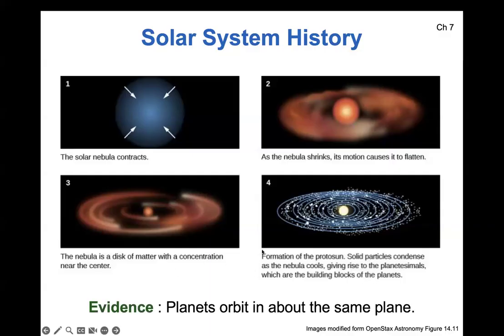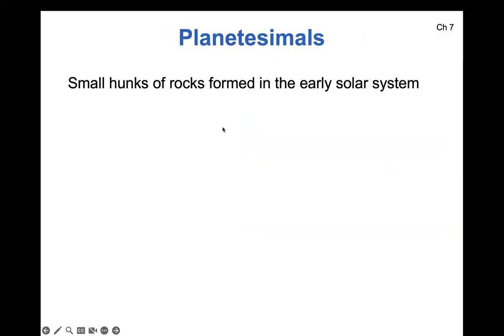Okay. So what is some evidence of this type of solar system history, this model for the solar system's history? Well, one is that planets orbit in the same plane, and understanding how that could have come about fits this type of process very well. And to elaborate on what planetesimals are, they are small hunks of rock formed in the early solar system. By small, of course, we mean often kilometers in size.